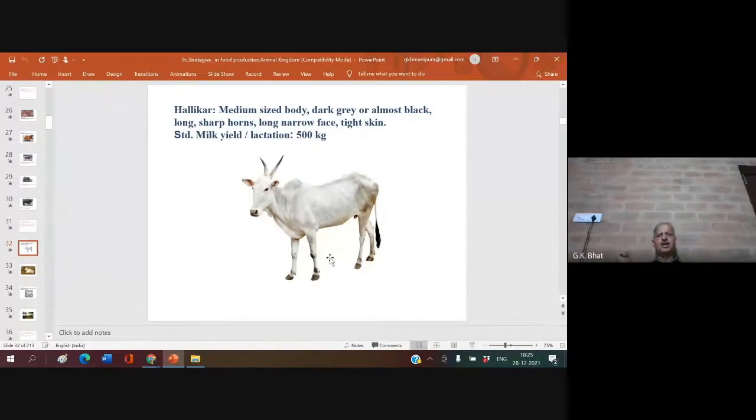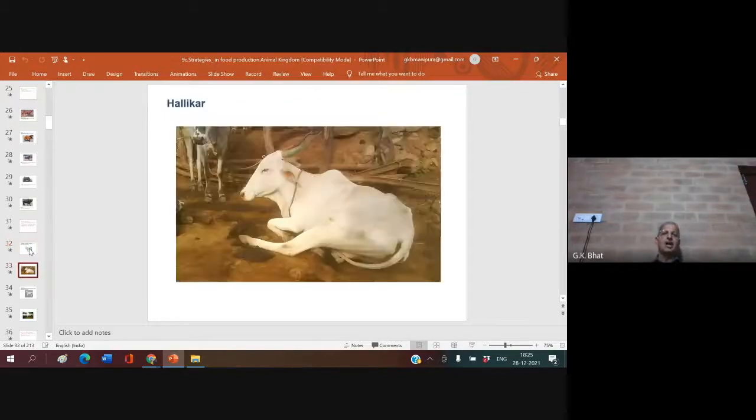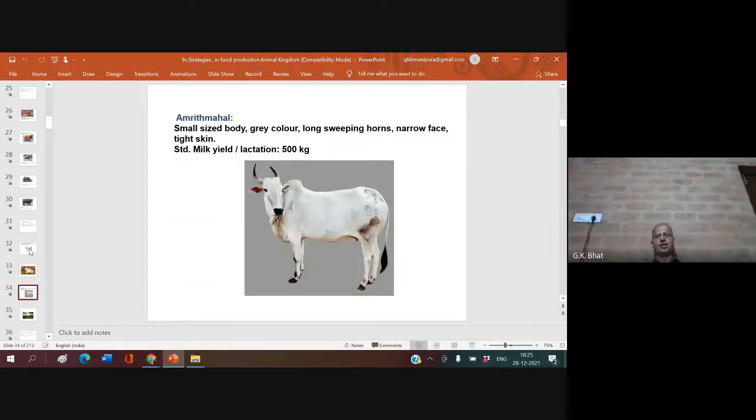This is what is called Hallikar, a medium-sized one, and this cow gives only 500 kg. Compare this milk lactation with that of your Sindhi, Sahiwal, which used to give around 1,600, 1,700 kg. This gives 500 kg of milk. But remember, the female, the cow, may give less work, but their male counterparts, bullocks, always do very good work. And this is Hallikar, okay? And this is Amrit Mahal.